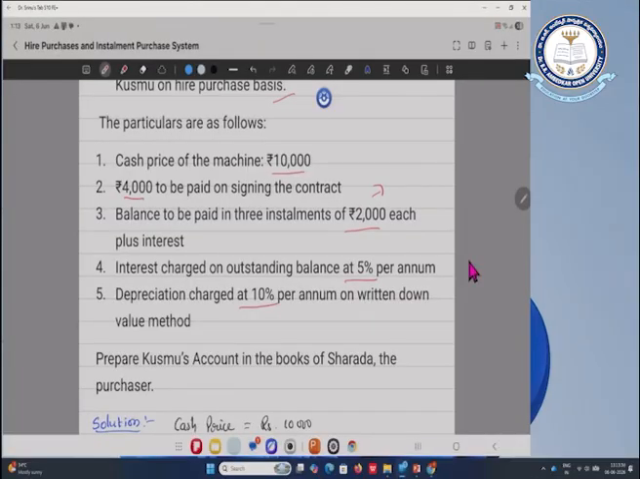So, in this problem what happened? In this 2,000 installment, interest is not included. So, we have to calculate interest, and then the total installment also we have to calculate. In the previous class, the interest as well as the principal amount were included in the installment only.